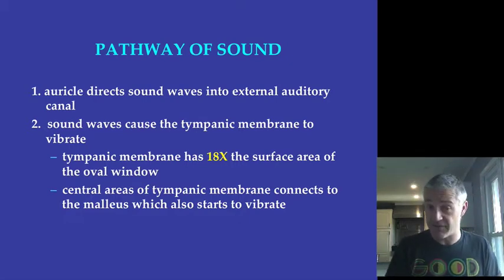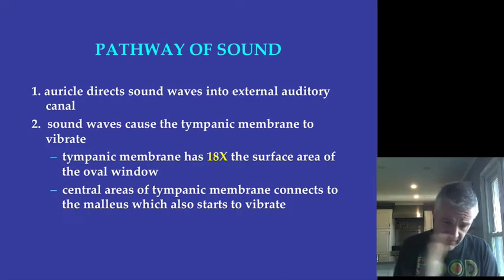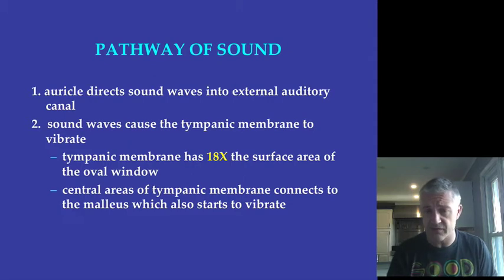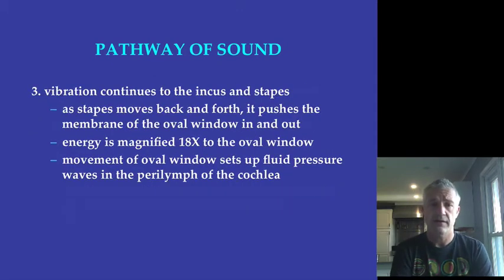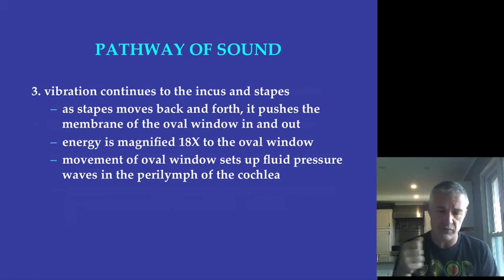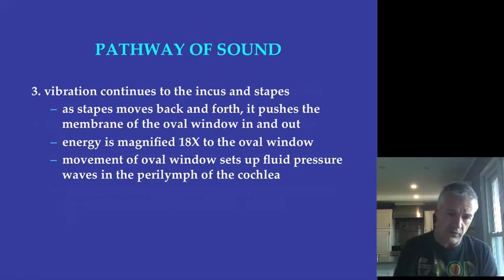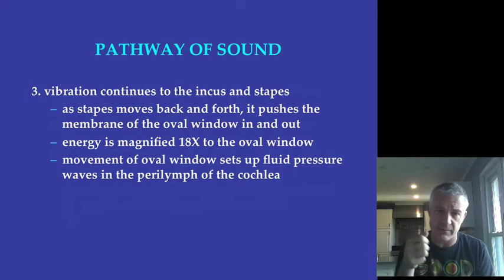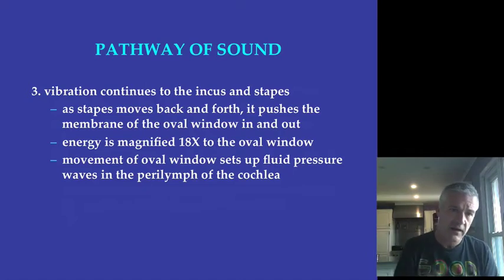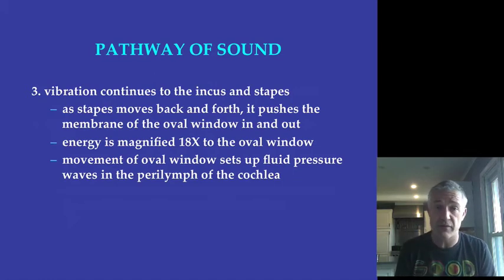So it is going to amplify those vibrations a little bit, and as that tympanic membrane vibrates back and forth, it's going to move the malleus, which moves the incus, which moves the stapes. That stapes is going to push in and out on the oval window, and because the tympanic membrane is much larger, it amplifies those vibrations. By pushing in and out on that oval window, it's acting as a piston, which is going to push pressure waves at different frequencies, depending on the frequency of the vibration, through that fluid, the perilymph.